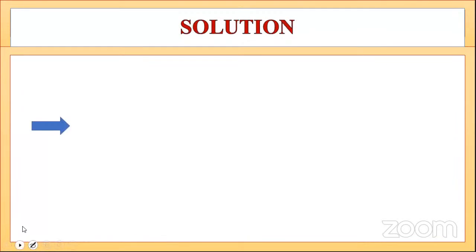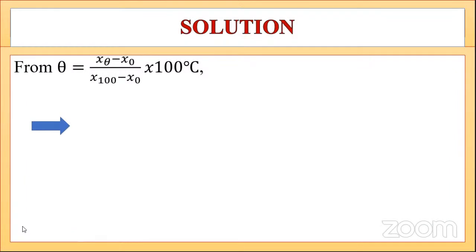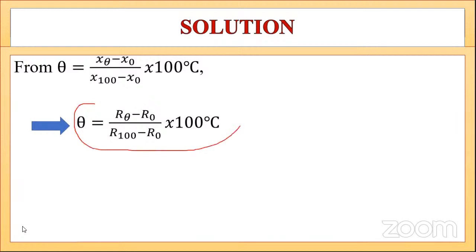So we shall say from x theta minus x naught over x 100 minus x naught times 100 degrees Celsius. It means that theta will be R theta minus R naught over R 100 minus R naught times 100 degrees Celsius. Do you see this now? Yes. Good.